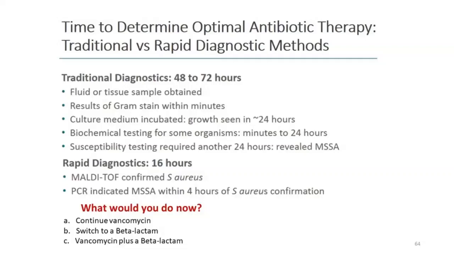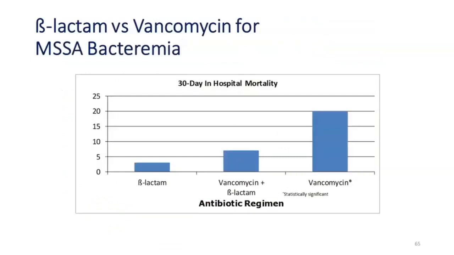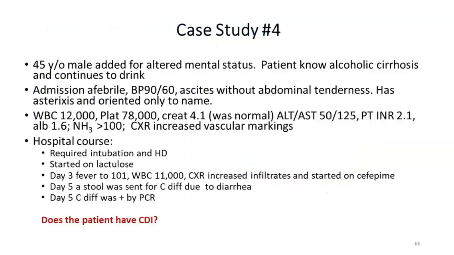Good. So it looks like clearly the majority of you would have switched to a beta-lactam, and that's the right choice. In fact, if you look at study after study, including this one in particular, beta-lactams clearly are much better drugs against Staph aureus than vancomycin, and it improves patient outcomes, and the sooner you change to a beta-lactam, the better the patient outcomes. So instead of changing at 48 to 72 hours to a beta-lactam, we were able to do this at 16 hours. So here's where it really helps.